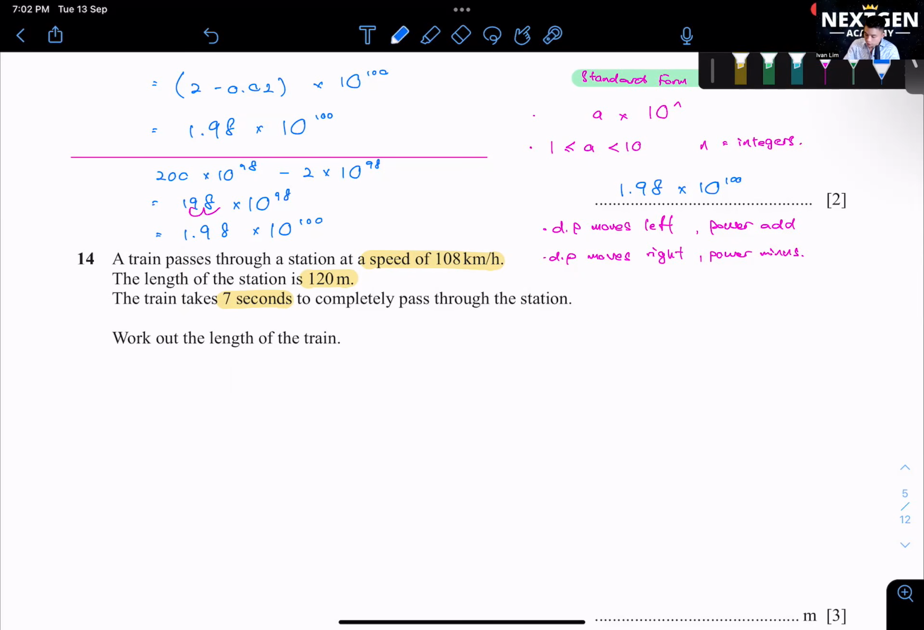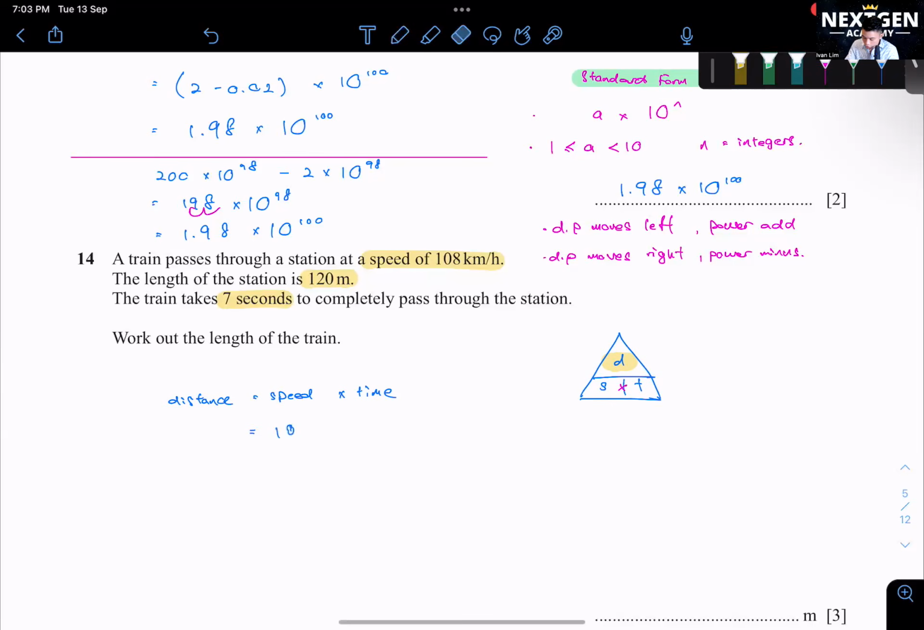So the formula will be what? You should know this one. Speed is distance over time. We want to find the distance, therefore speed times time. So distance equals speed times time. What's the speed here? 108. You can change everything to seconds or hours, it's up to you. But let's just use this one.